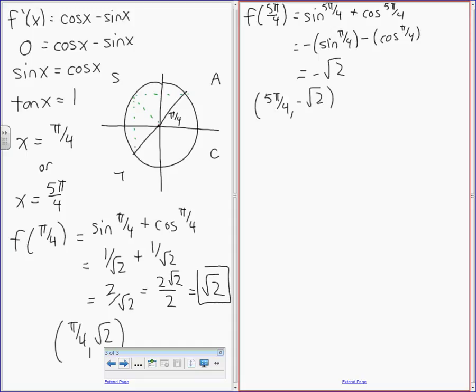What would the period of this function be? 2 pi, because it's just plain old x.